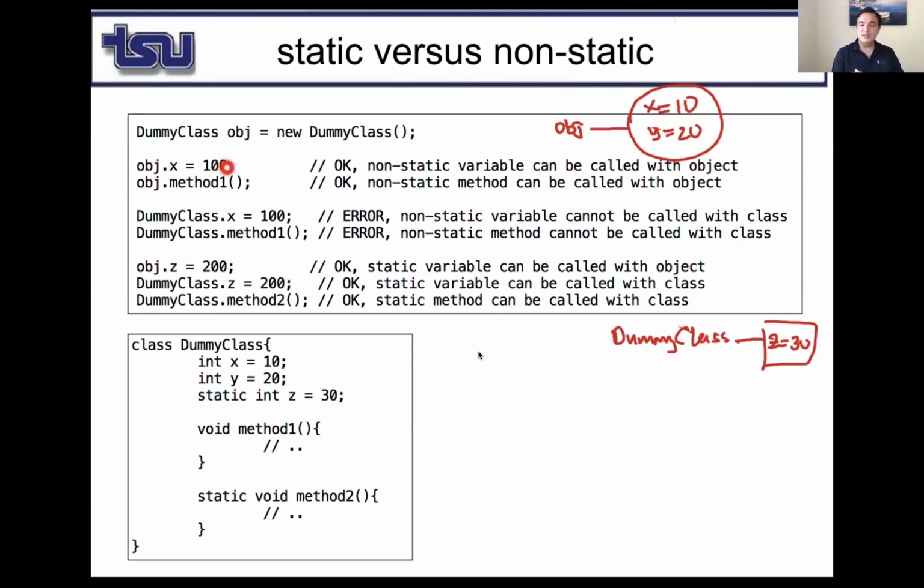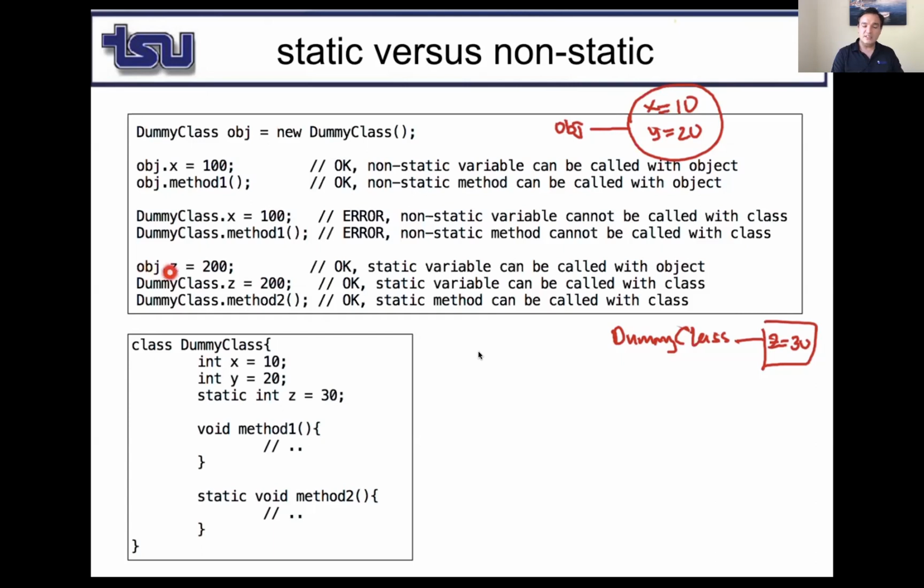obj.x = 100. This is okay. Why? Because x is non-static, and non-static can be referred to with object names. Similarly, method1 is non-static. Non-static methods can be referred to with object names. This is fine. How about this one? DummyClass.x = 100. Well, this is an error because non-static members cannot be referred to with class names. Similarly, method1 is non-static, and you cannot call a non-static method with the class name. That's an error.